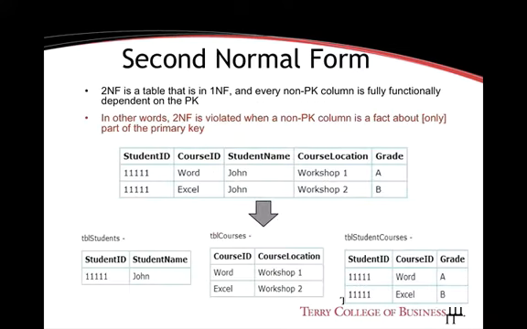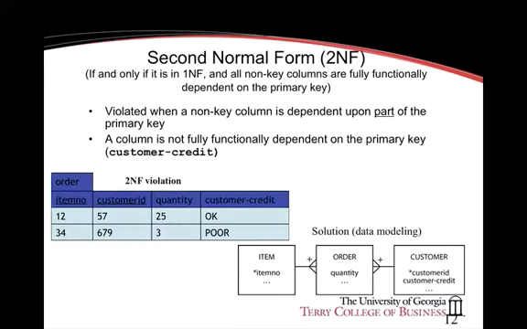A table is in second normal form if every non-primary key column is fully functionally dependent on the primary key, and the second normal form is actually violated when an attribute is dependent on only part of the primary key. In this example, the column customer credit is not fully functionally dependent on the primary key. It is dependent on customer ID.